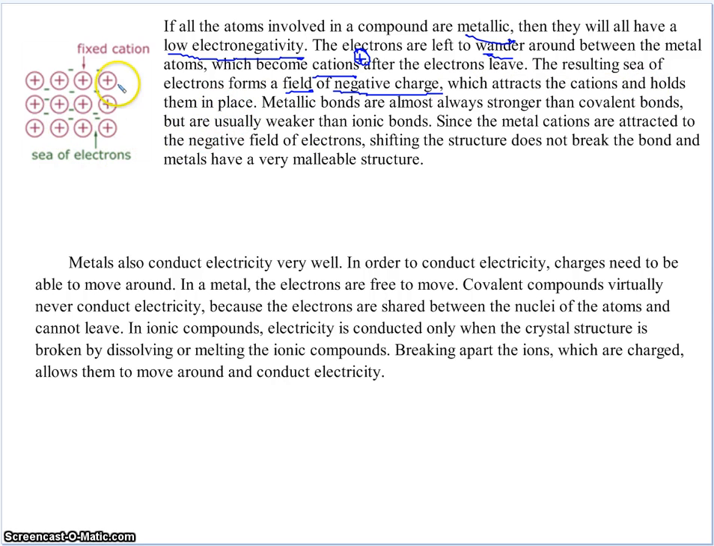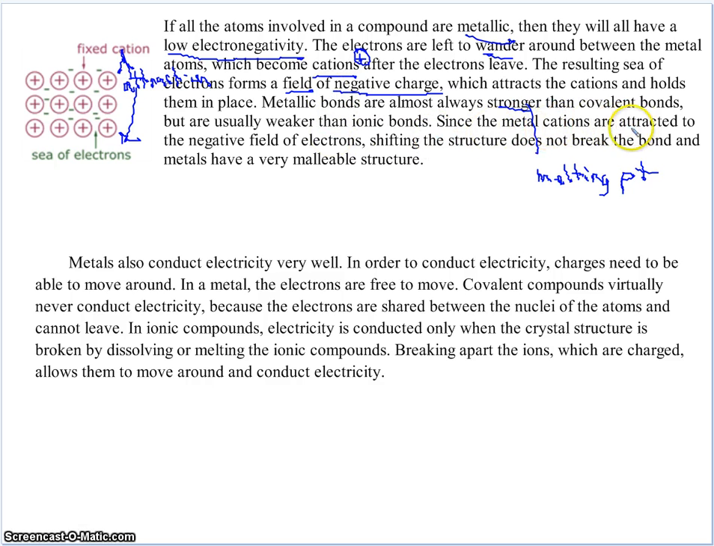Okay, so here the sea of electrons, fixed cations, and then there's attraction between these two things, the sea of electrons and the cations. So these cations are all attracted to these electrons, which are wandering around. Okay, holds them in place. Metallic bonds are almost always stronger than covalent bonds, but are usually weaker than ionic bonds. So I know this has to do with the melting point. So they have a higher melting point than covalent, but lower than ionic, I guess.